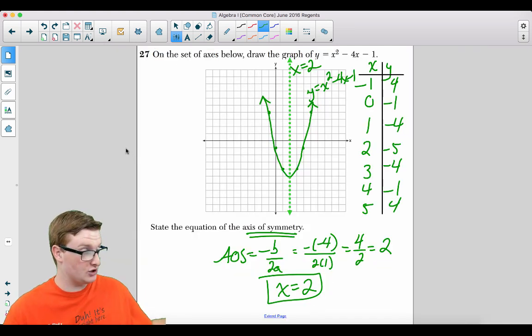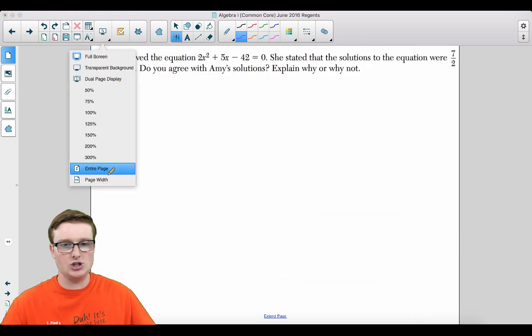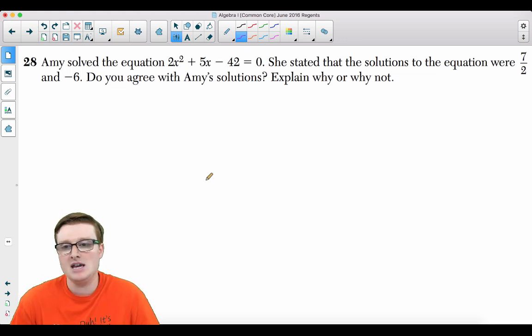All right, moving on to question 28. Amy solved the equation 2x squared plus 5x minus 42 equals 0. She stated that the solutions to the equation were 7 halves and negative 6. Do you agree with Amy's solution? Okay, I'm going to do this by the quadratic formula because completing the square is definitely more complex. So I'm going to do the quadratic formula.